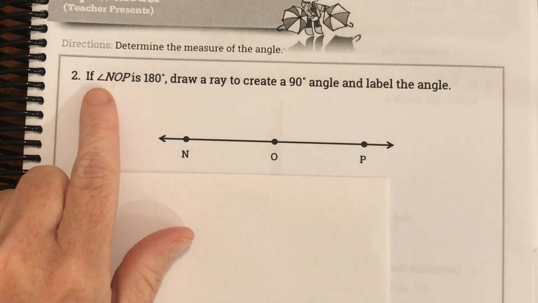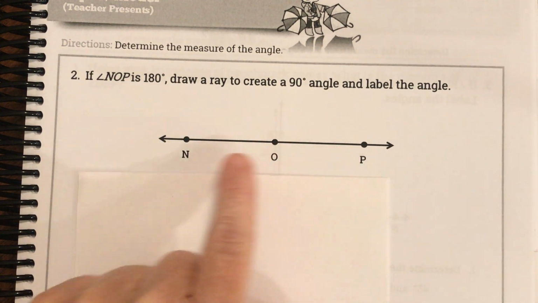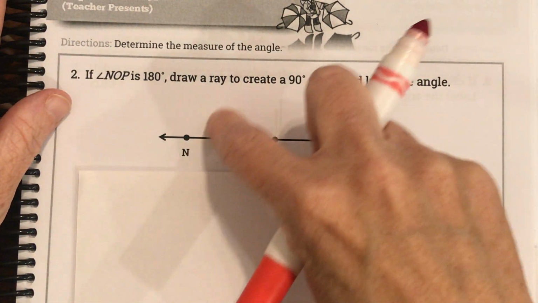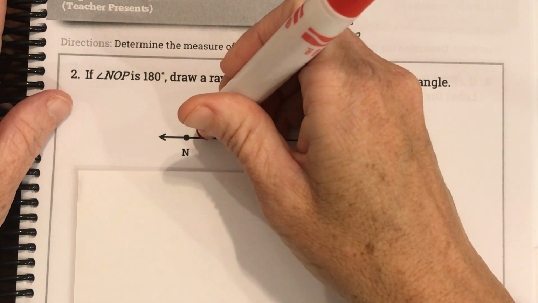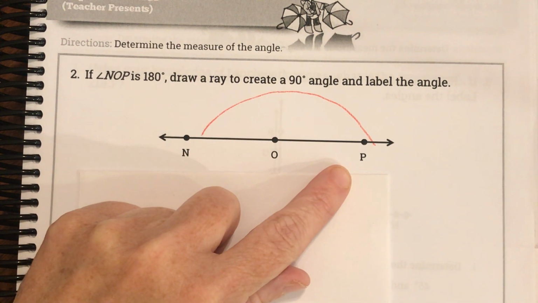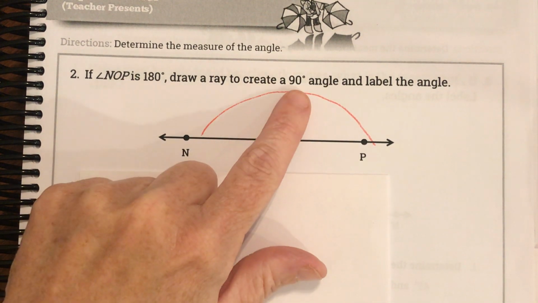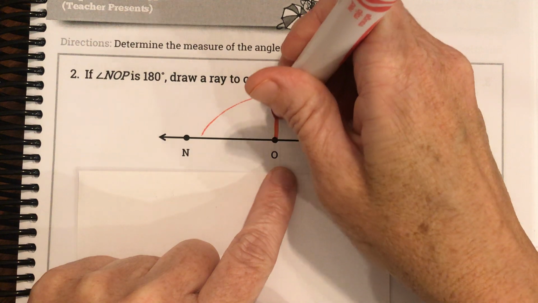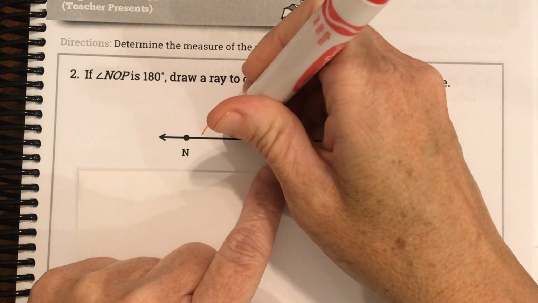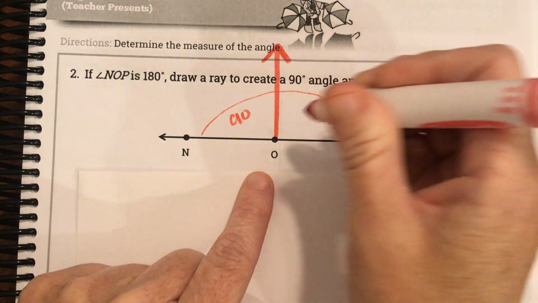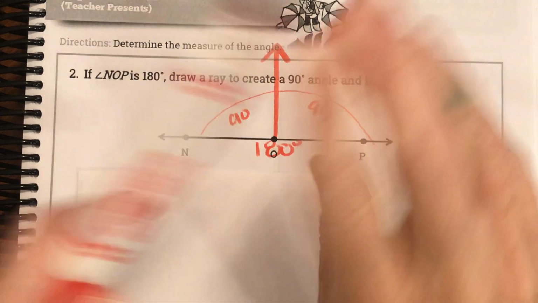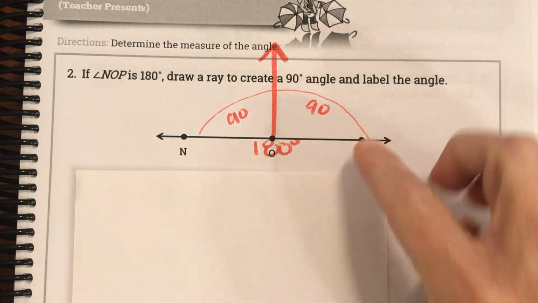This said, if angle NOP is 180 degrees, so this whole thing is 180, which we saw that a straight line is 180. So they're telling me if this is 180, draw a ray to create a 90-degree angle and label the angle. Well, 90 is half of 180. So I need to cut that in half. And now I have 90 plus 90 equals the 180. So this would now be the 90, or I could say that's the 90, because they both together equal 180.